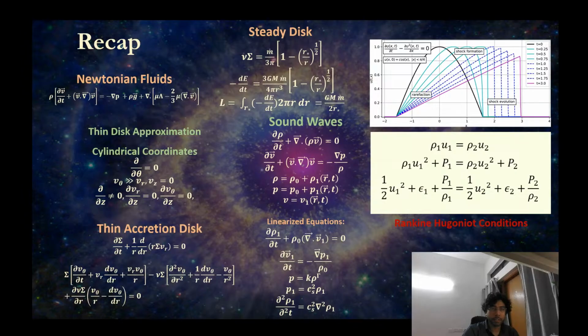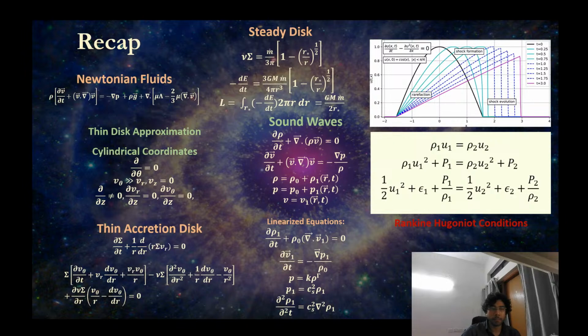Using these assumptions, we wrote the equations for the thin accretion disk. The first equation is the equation of continuity, and the second one is the momentum balance equation. Sigma is the integration of rho dz, so it is the integrated density over the height of the disk, which is actually small. The H by R ratio is small, if you remember, because these are geometrically thin disks, so these have very small heights, right?